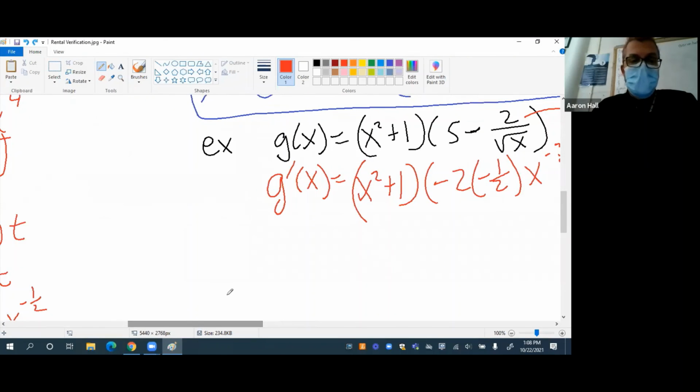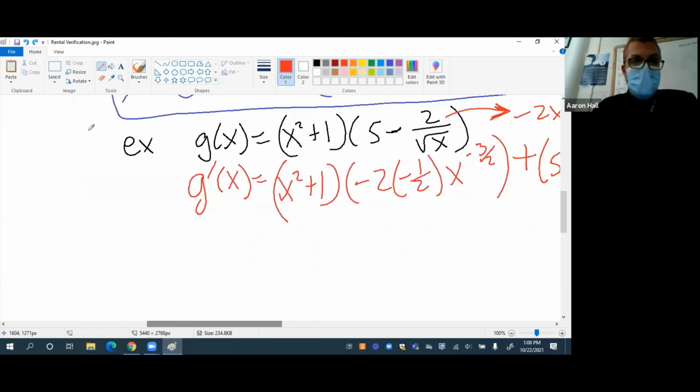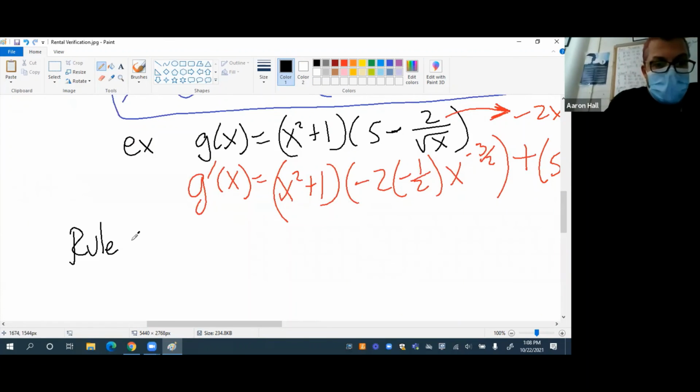Okay, the last one, number 6. Rule number 6 is called the quotient rule.